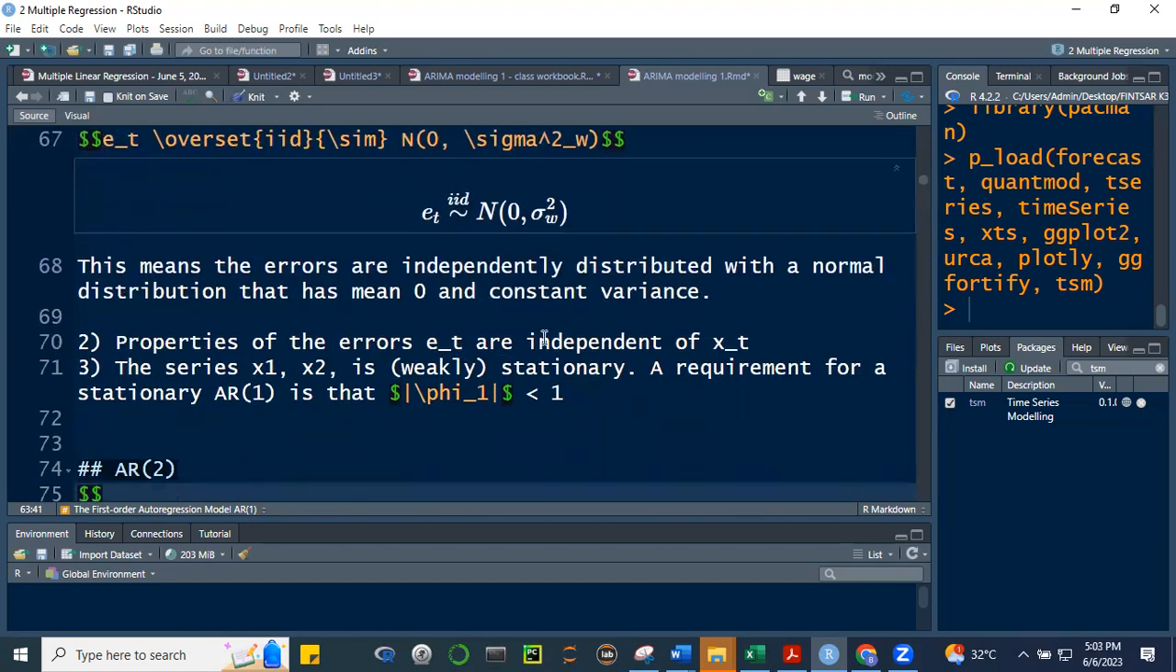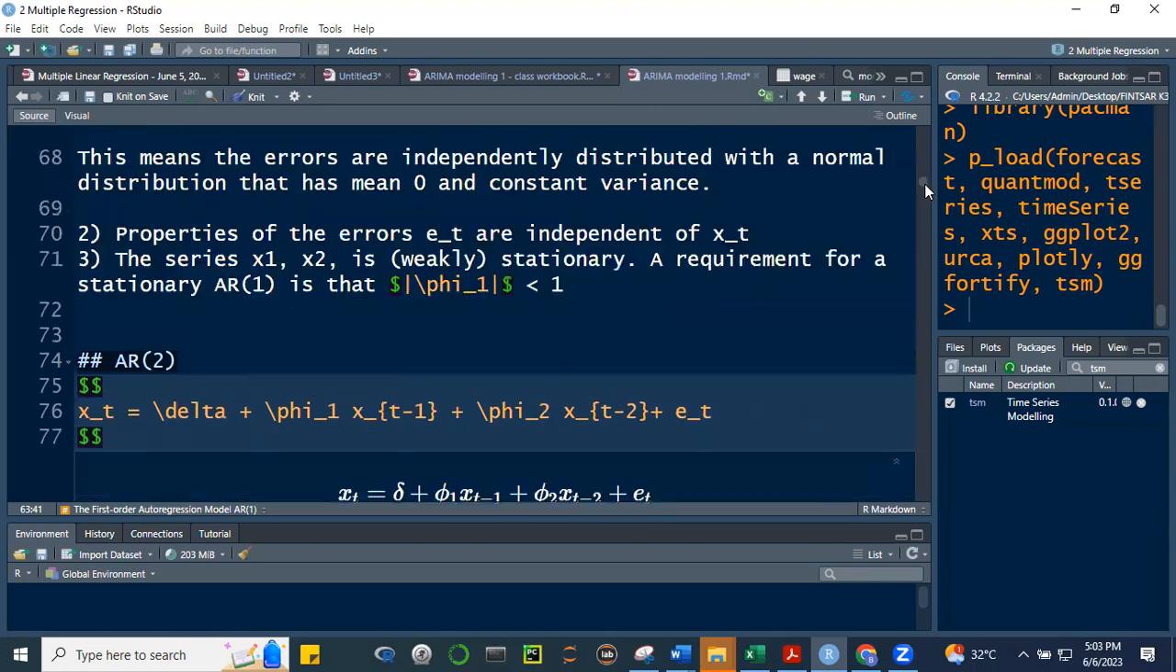If you take a look at number 2, properties of the errors: E sub t are independent. So E sub t and X sub t should not be related. There should be no autocorrelation between X sub t, our series, and the error term. Also, we need what is called weakly stationary. I'll explain what stationary means for a time series. A requirement for a stationary AR1 process is on phi sub 1. Where's phi sub 1?